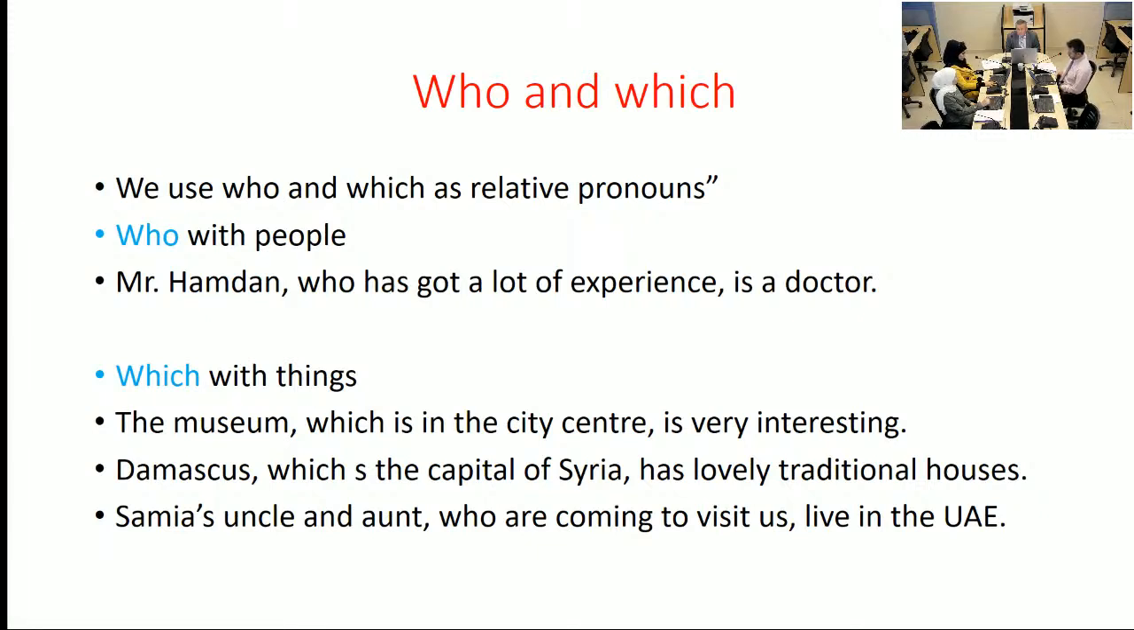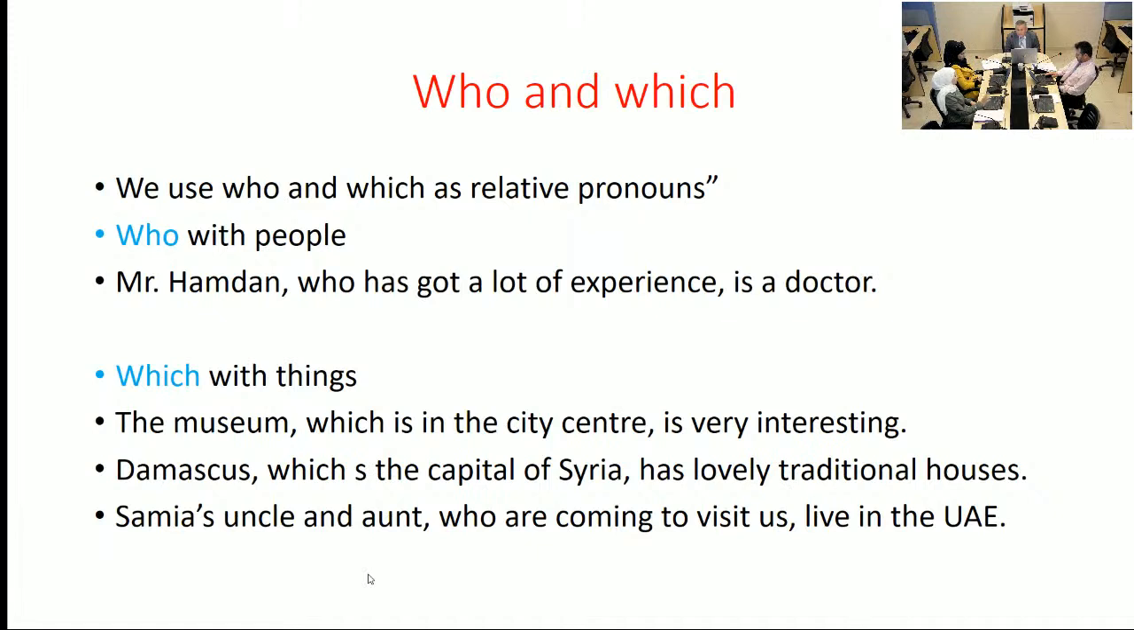Also, which: we use it to mention things. The museum, which is in the city center, is very interesting. Also here, the relative clause is the clause with "which is in the city center." We can delete it and say "The museum is very interesting." Another example: Damascus, which is the capital of Syria, has lovely traditional houses.